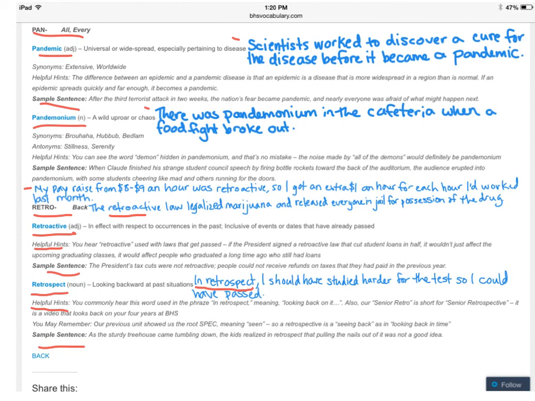Right, so I don't know why the kids were pulling nails out of their treehouse, but they thought it was a good idea at the time, and then it fell down, so in retrospect, they should not have pulled out the nails. All right, so that is the end of Unit 16.